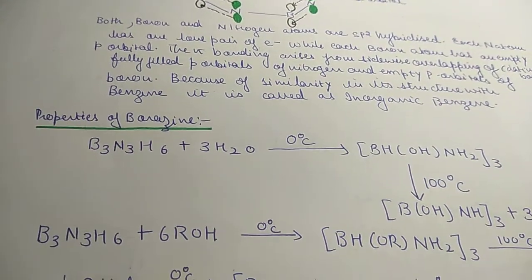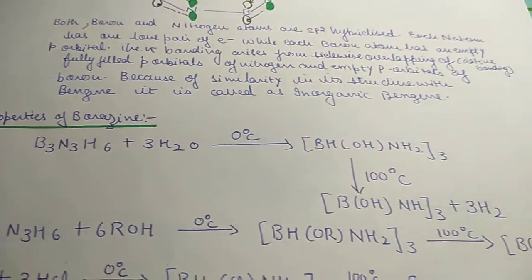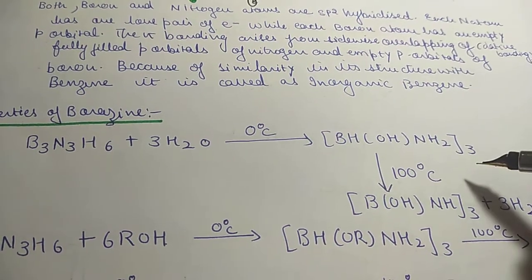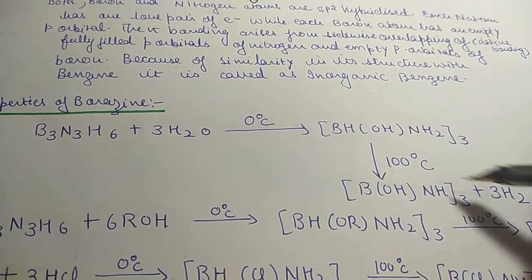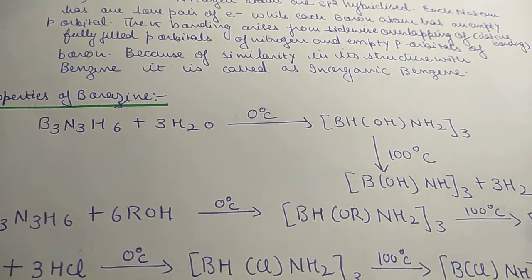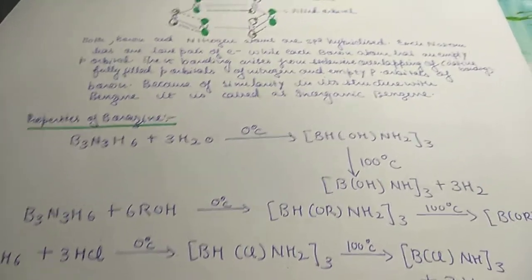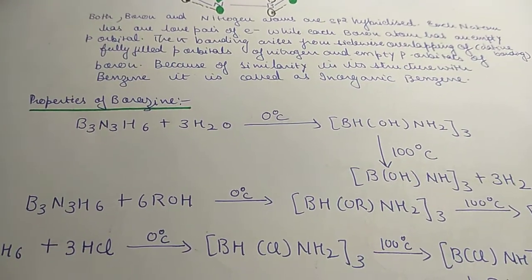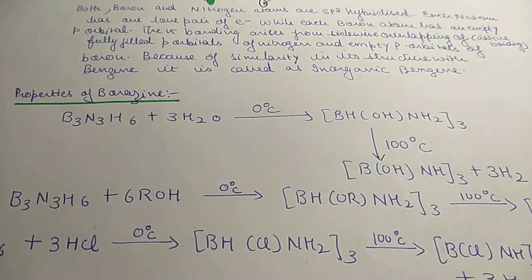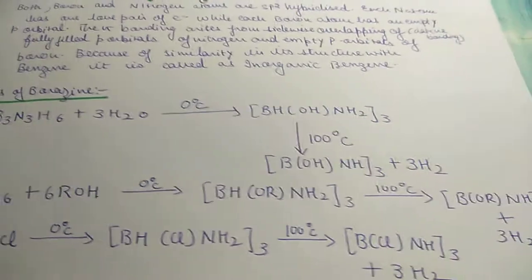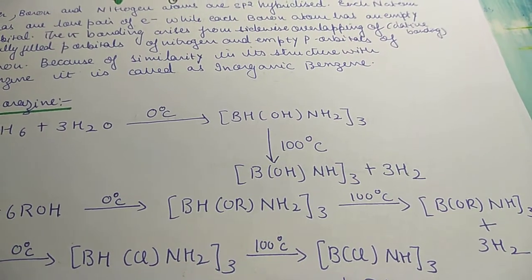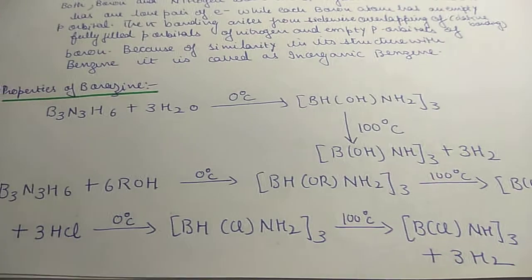Then properties of borazine. Borazine reacts with water at 0 degrees Celsius and forms the compound [BH(OH)NH2]3, and if you heat it at 100 degrees Celsius it will liberate hydrogen and form [BOH NH]3. And when it is treated with alcohol, ROH, at 0 degrees Celsius, it will give you [BH(OR)NH2]3, and at 100 degrees Celsius again hydrogen is liberated and [B(OR)NH]3 is formed.